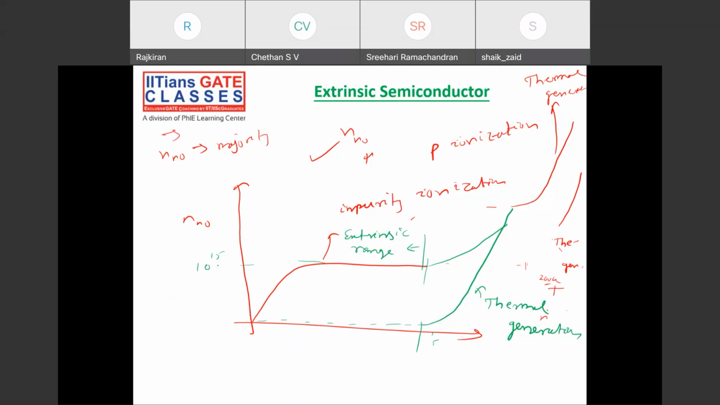10 power 15 phosphorus atoms per centimeter cube. Suppose I have added donor N_D equal to 10 power 15 per cm cube. Then the number of electrons will be the same, 10 power 15 per centimeter cube, because all the phosphorus have given the electron, right? Or is anything wrong? So in the extrinsic range, the number of electrons is nothing but the number of donors. All of you are getting, na?